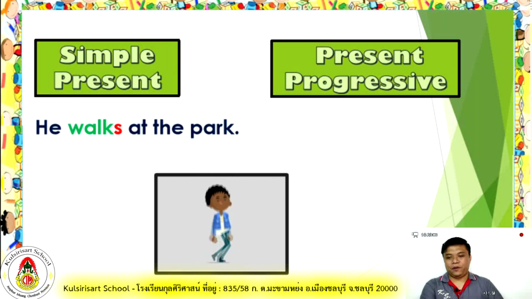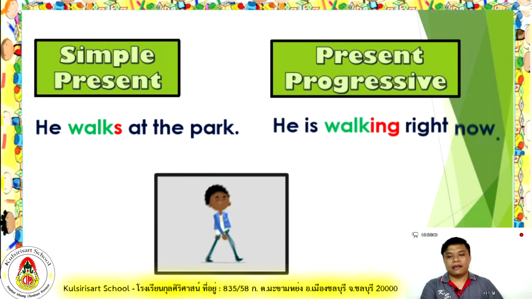In the other example, in present progressive form, you will say, he is walking right now. So the verb is changed with the ing form added. In the first example, in the simple present, the infinitive verb was added with letter S. But in the present progressive, it was added with ing. Why do you think?